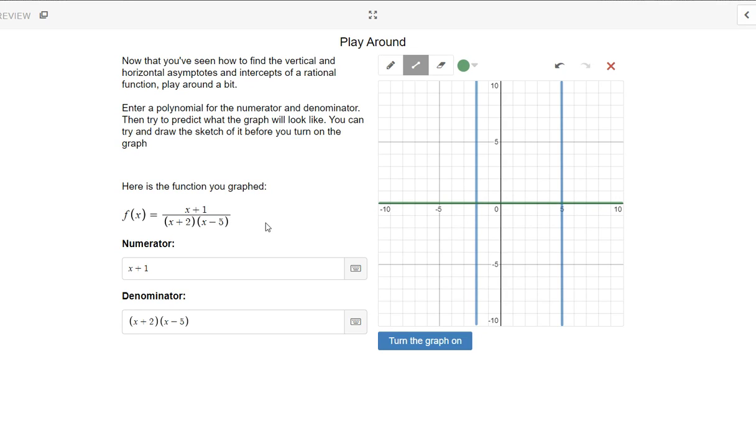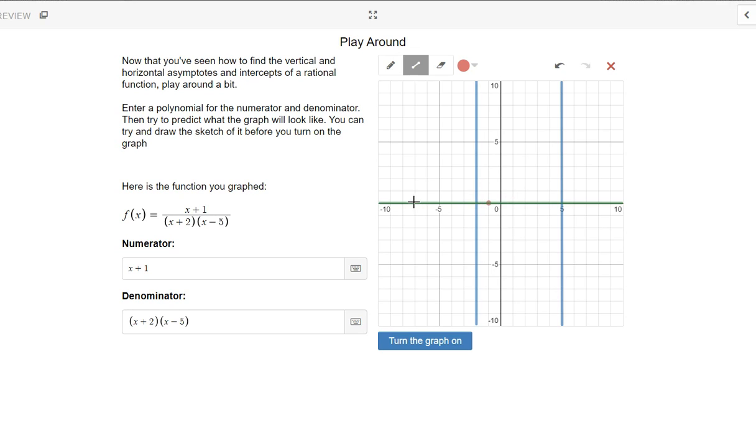And then the x-intercepts are what will make the function equal 0, which I really just have to look at the top, because if the bottom equals 0, it'll be undefined. So that would be -1. So it's crossing the x-axis at x equals -1.